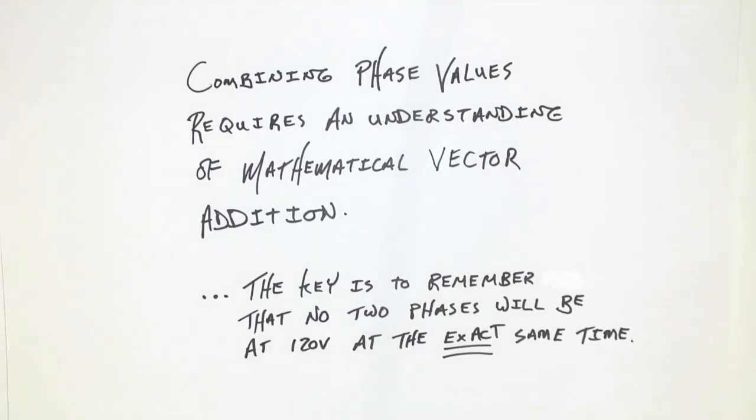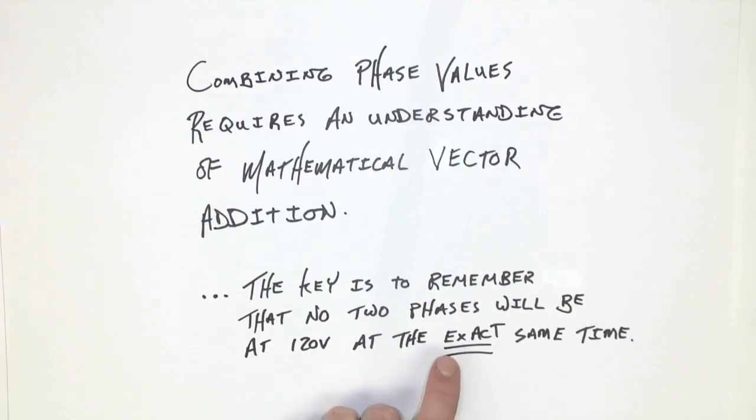The first thing we need to clarify is that combining phase values requires an understanding of mathematical vector addition. The key to remember is that no two phases will be at 120 volts at the exact same time, due to them having 120 degrees of separation and it being an AC circuit, which means we have an RMS value of 120, but that sine wave is continually rising and dropping.